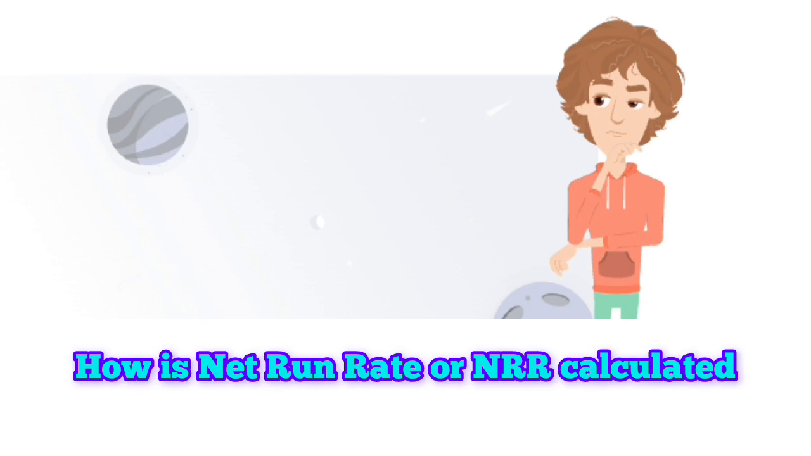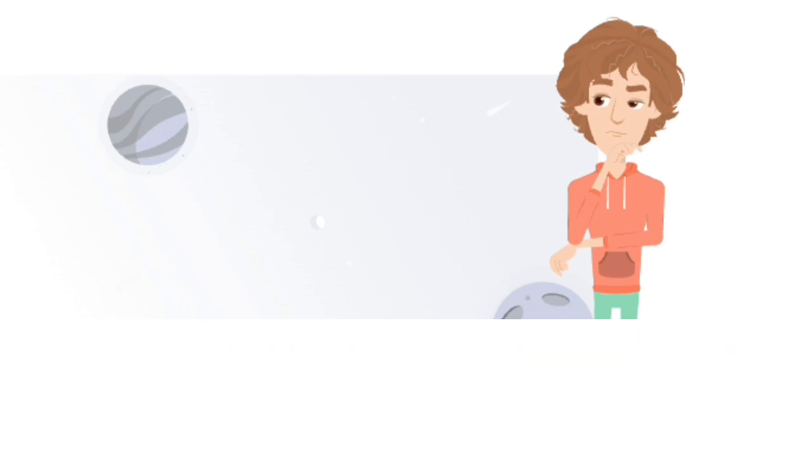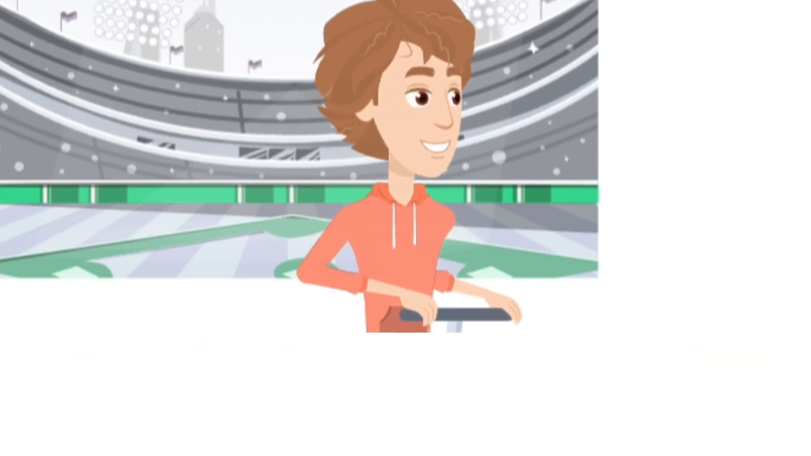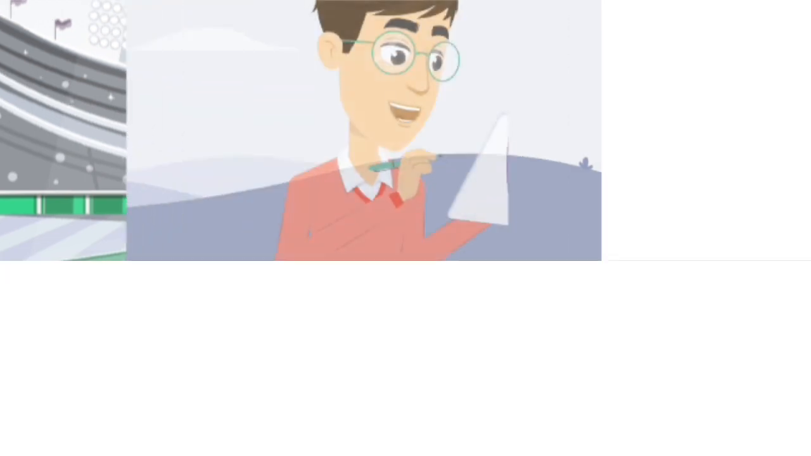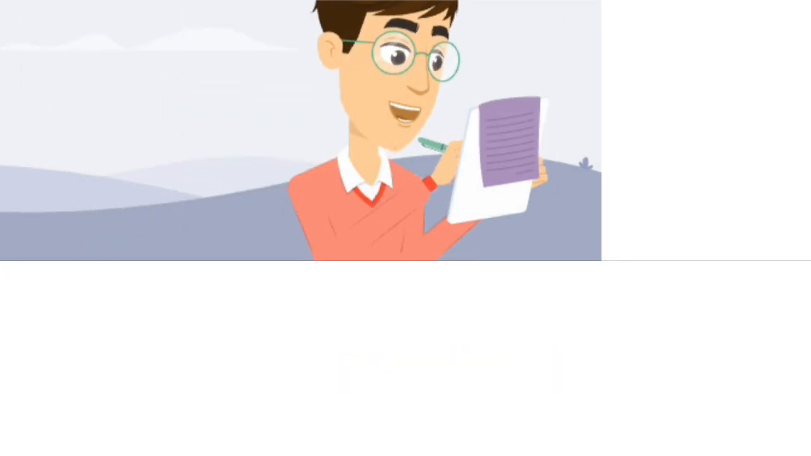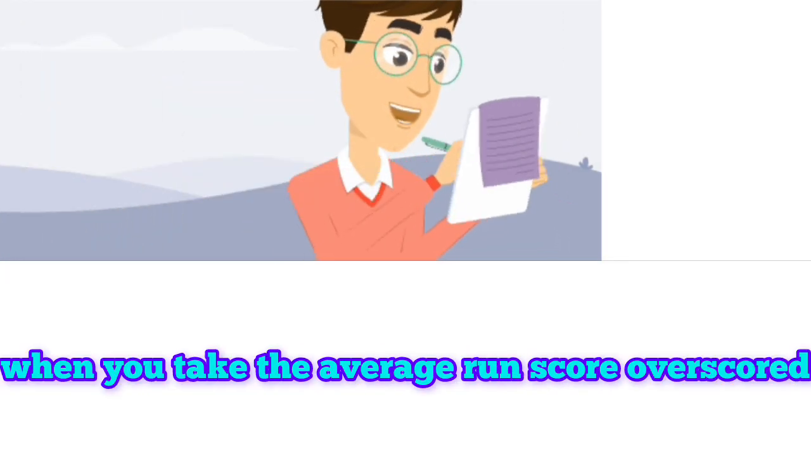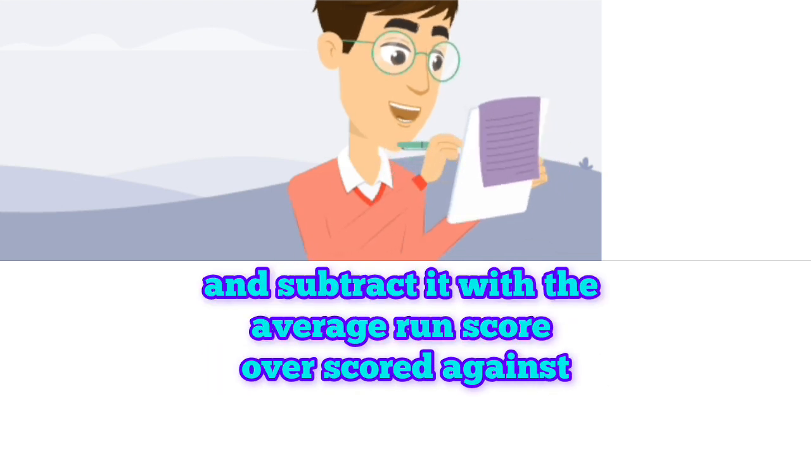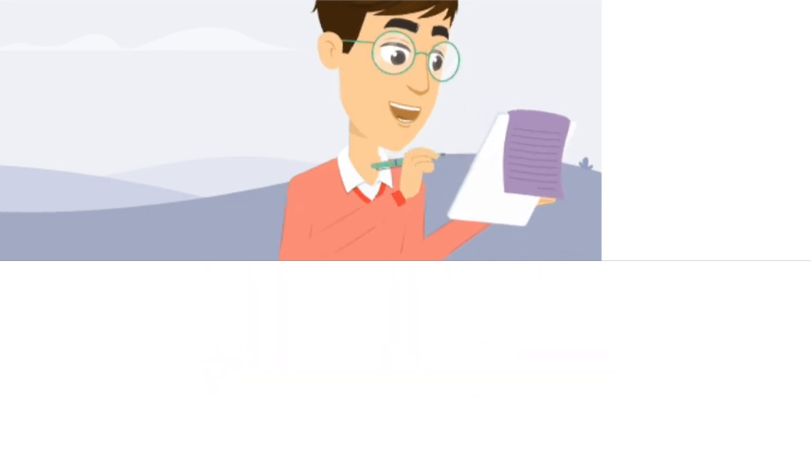How is net run rate, or NRR, calculated? While the fans discuss net run rate at length, many may not know how it is calculated. Here's simple math. The NRR comes out when you take the average runs per over scored by a team in each game and subtract from it the average runs per over scored against that team in each game.